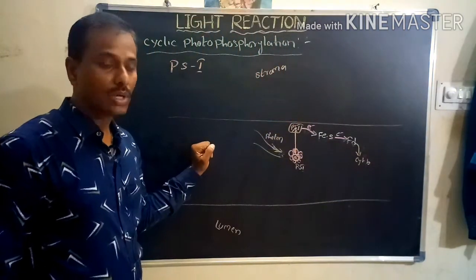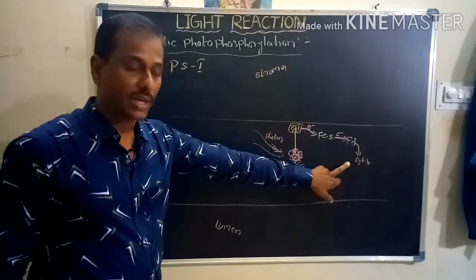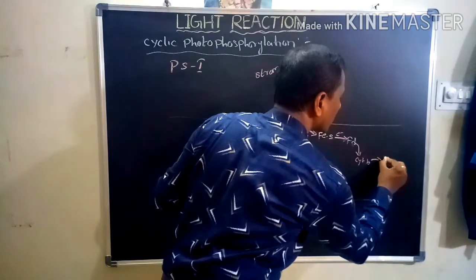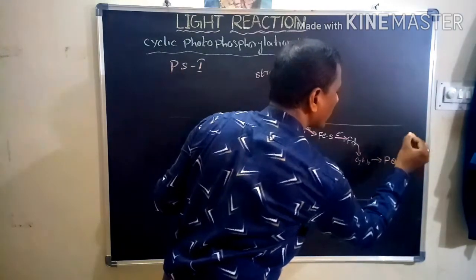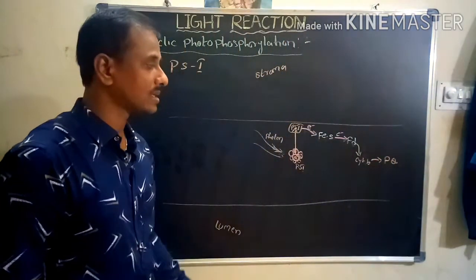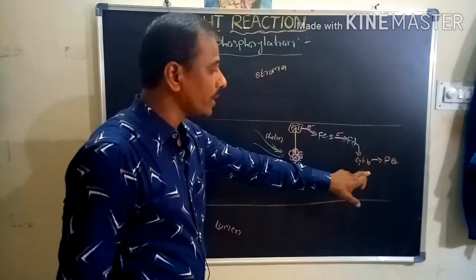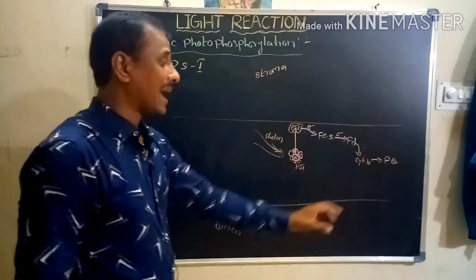Transport electron to cytochrome B. The cytochrome B transports the electron to the next, that is plastoquinone. What is the next product? That is protein plastoquinone. We know about the plastoquinone.